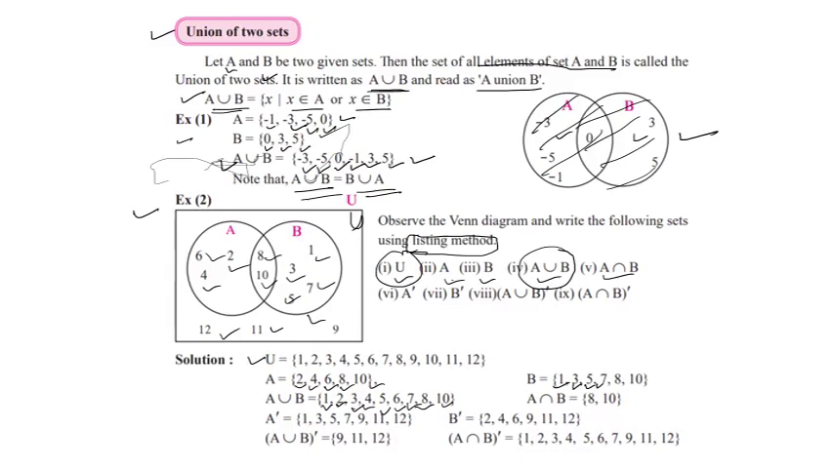Now A intersection B. A intersection B means what? A intersection B contains the common elements. And what are the common elements between A and B? 8 and 10. See here, 8 and 10 are the common elements. Therefore A intersection B contains 8 and 10. Understood? Now you can write the remaining sets: A complement, B complement. We have learned all this, so do the practice.